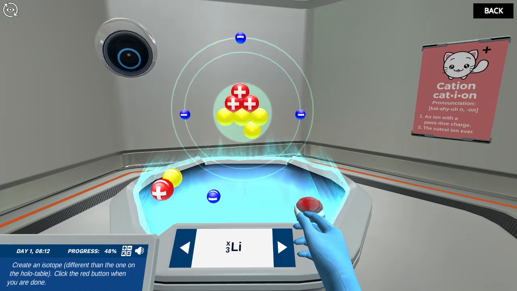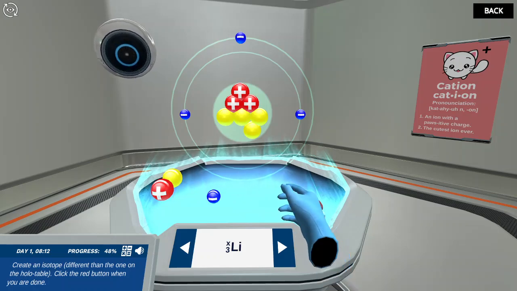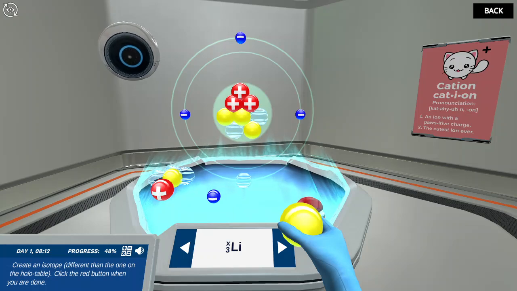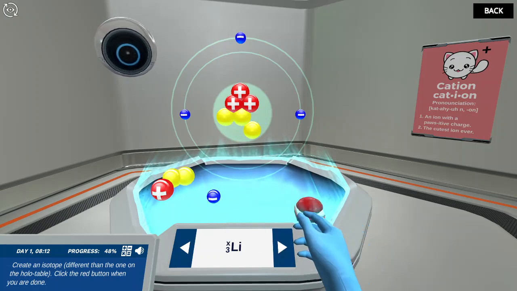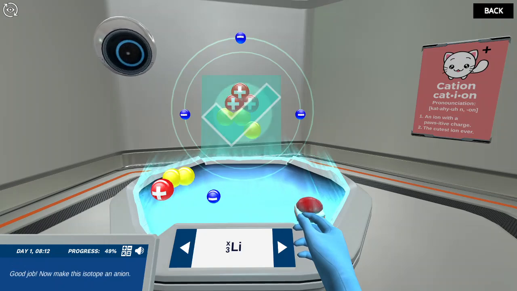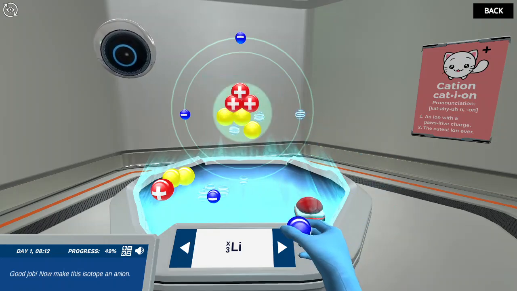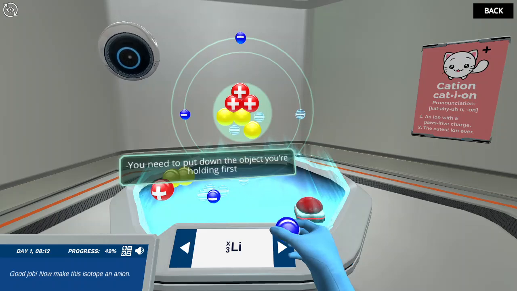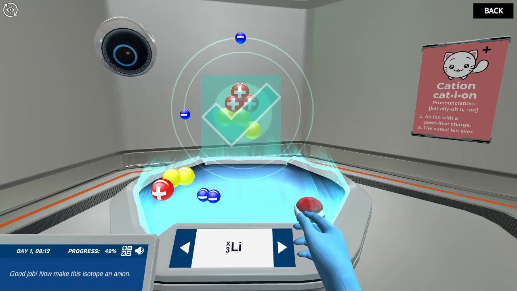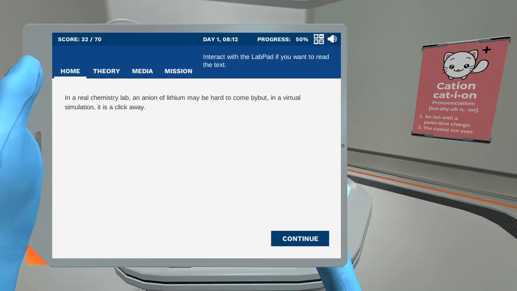Create an isotope. Click the red button when you are done. Good job. Now make this isotope an anion. In a real chemistry lab, an anion of lithium may be hard to come by, but, in a virtual simulation, it is a click away.